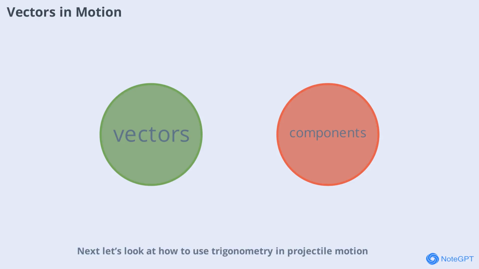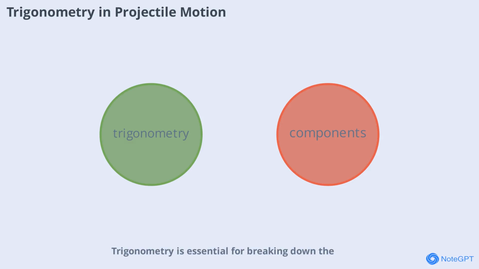Next, let's look at how to use trigonometry in projectile motion. Trigonometry is essential for breaking down the initial velocity into horizontal and vertical components. By using sine and cosine functions, you can calculate these components based on the launch angle. This mathematical approach simplifies problem solving and leads to more accurate predictions.